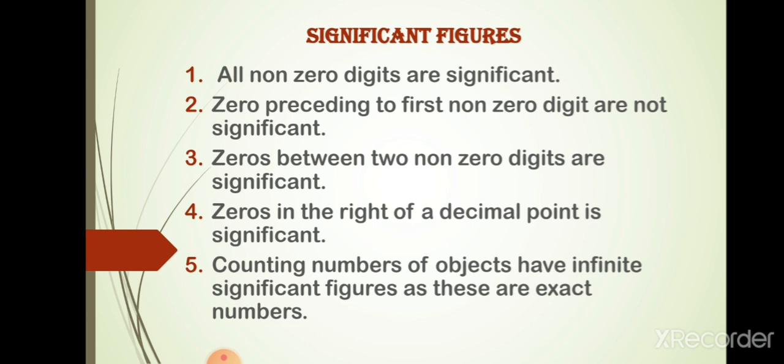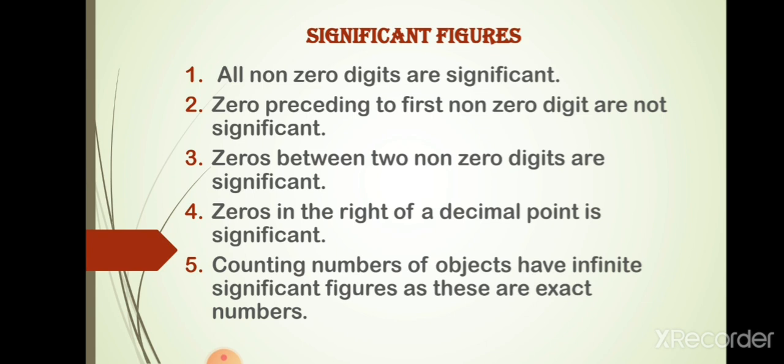The fourth rule is zeros to the right of the decimal point are significant. For example, 0.200. Here we can see three significant figures. Whereas in 100, there is only one significant figure.